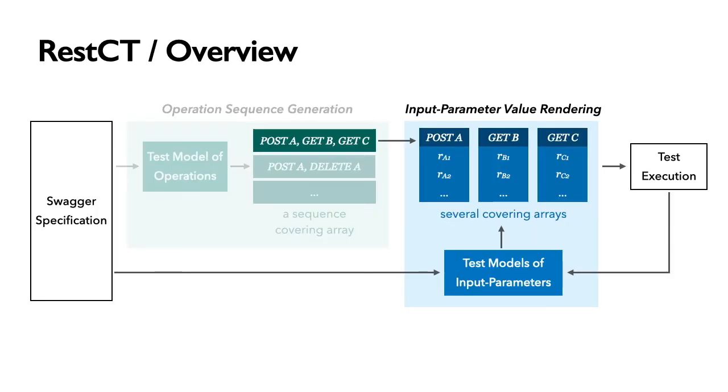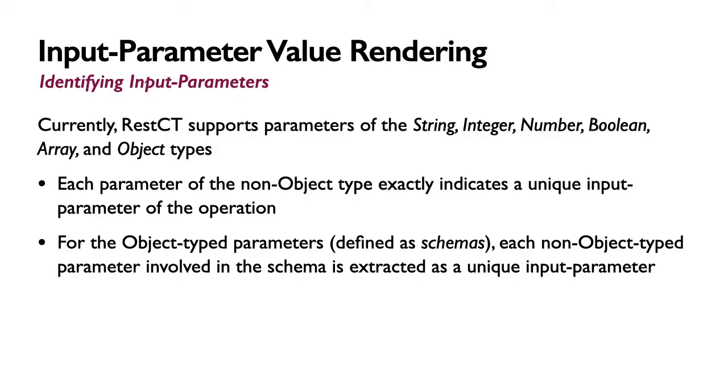Once the sequence covering array is obtained, the next phase is input parameter value rendering. Given each single operation sequence, REST-AT will try to execute operations in the sequence one after another and generate several covering arrays to determine the input parameter values of each operation. To this end, we should first determine the parameters, value domains, and constraints to create the test model.